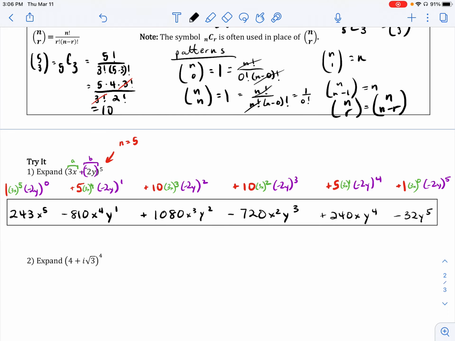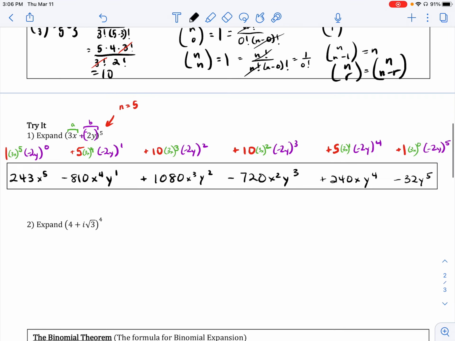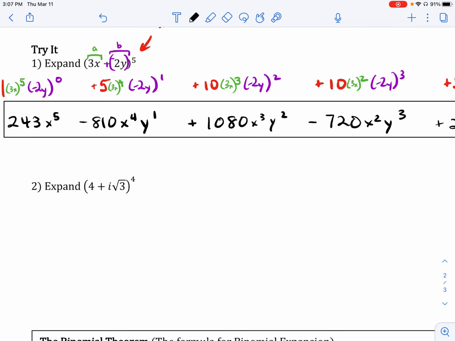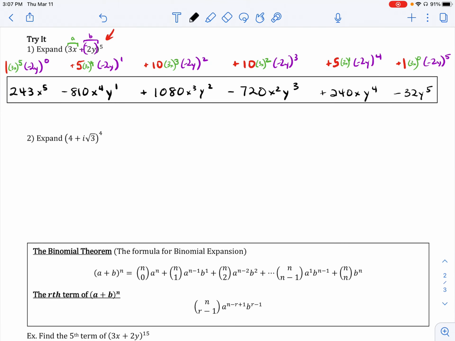Okay. So I encourage you to now try the next problem. Try expanding this one. It's a little bit more complicated because now we have an imaginary and a radical in there, but if you take your time with it, you should still be able to work through it. And everything that we're doing right now is the binomial theorem.